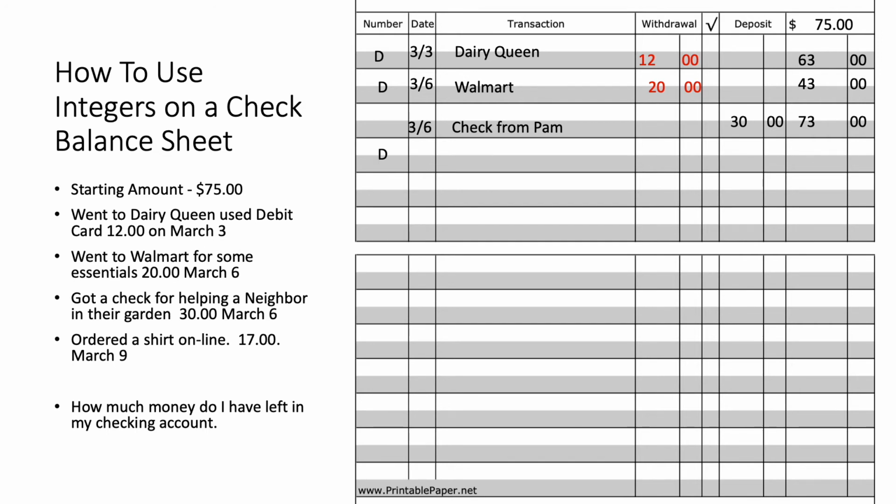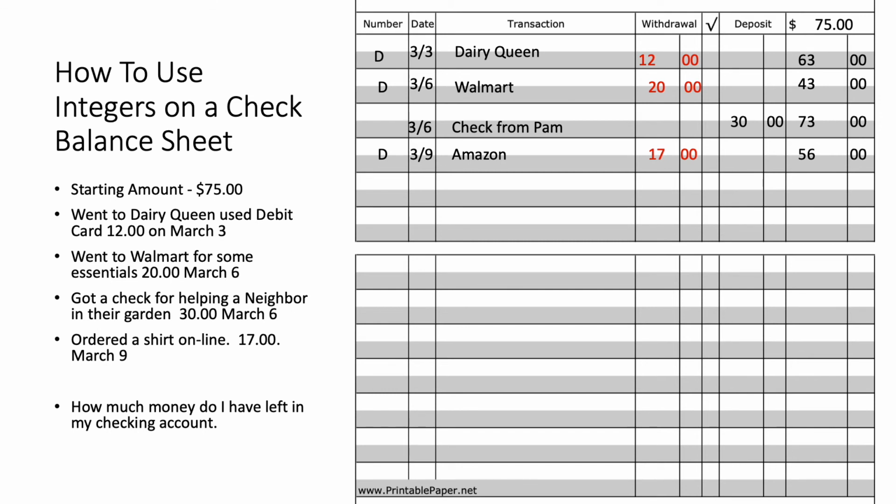Now, on March 9th, I have another debit purchase, and you'll see I just put a D there, so I know I used my debit card. And I bought something online. I bought it on March 9th from Amazon. And it was a shirt, of course, for $17. So if I bought this, I used my debit card. Again, it's coming out of my account. So that's going to be $17 negative. Again, in red for me. And I'm going to take that away from my $73. And I'm going to have $56.